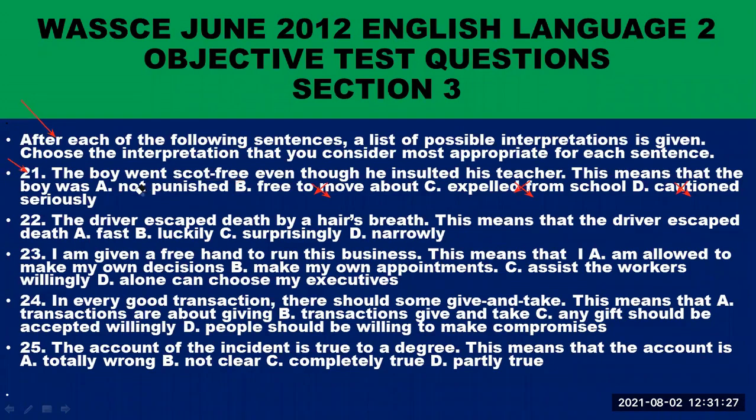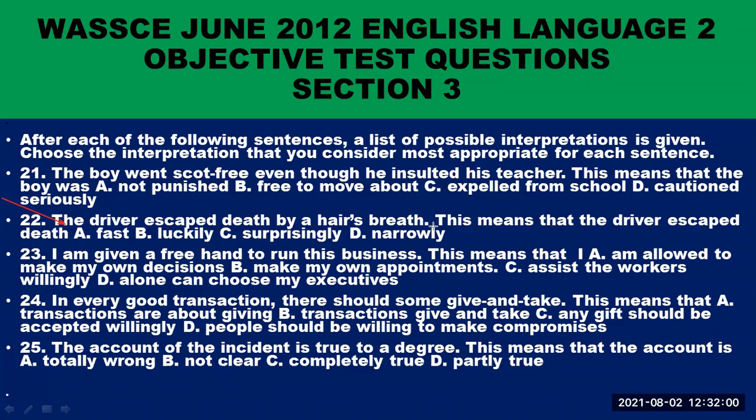Question 22. The driver escaped death by a hair's breadth. This means that the driver escaped death: A, fast; B, luckily; C, surprisingly; D, narrowly. Now, there is something that can help us to interpret the meaning of this idiomatic expression. To escape death, the idiom here is "by a hair's breadth."